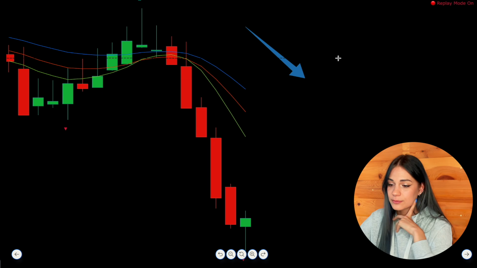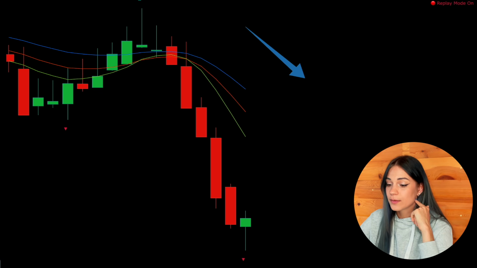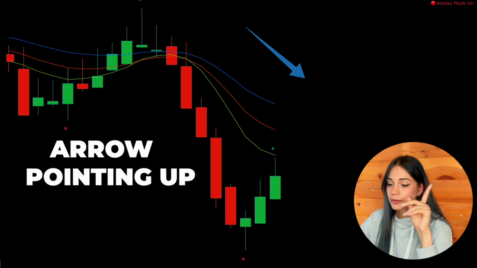Of course, we can use this strategy when working with a downtrend. Right here we can see the downtrend. All the lines of the alligator are not connected and they are going in the same direction, down. And our job is to wait for a fractal of green color with an arrow pointing up. We can see it right here.